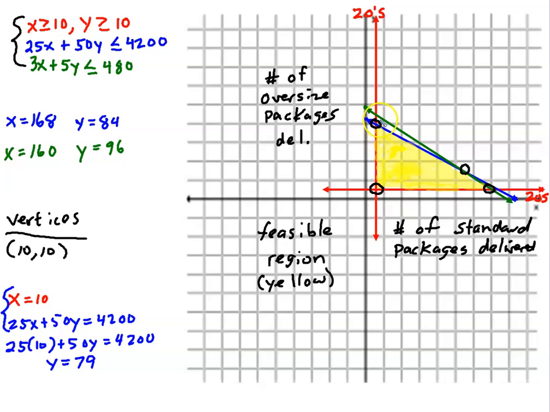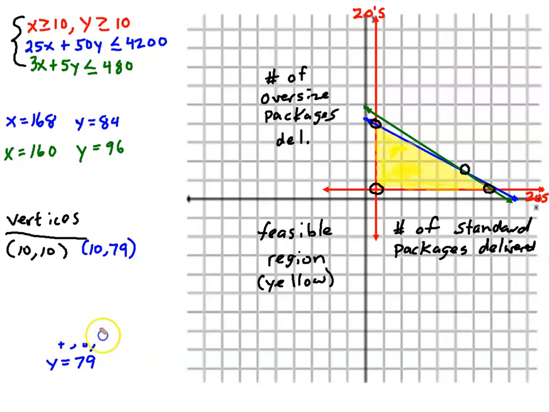Okay, so that's this vertex right here. It's the point 10, 79. And just for space purposes, I'm going to erase this, but I just wanted you to see where it came from and how you get these points of intersection when the graph really doesn't tell you for sure. I mean, we have a ballpark, but we got to be exact.